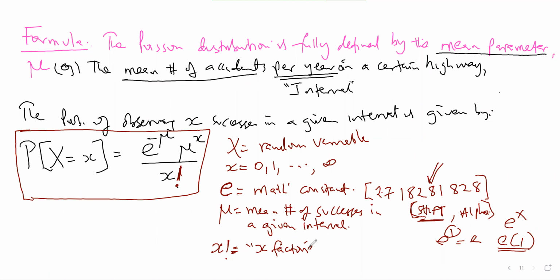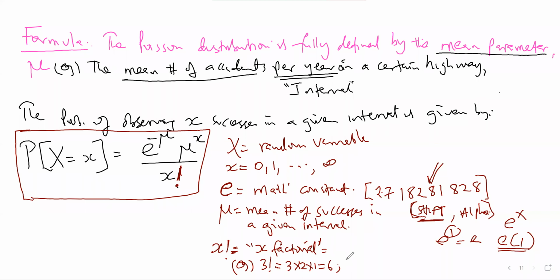X factorial. And x factorial is a mathematical function which evaluates this number. Let me give an example to make myself clear. For example, 3 factorial.